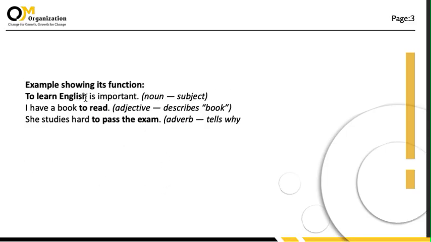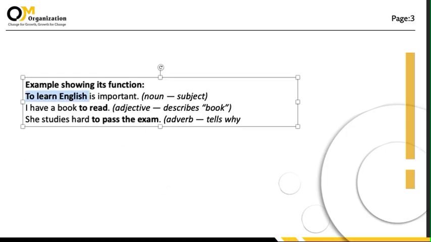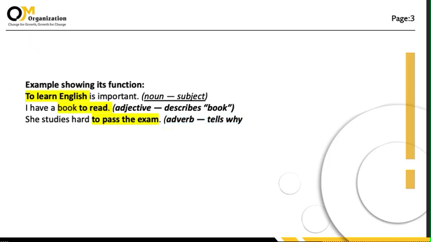Let me give you examples. To learn English here. See, to learn English. It's a phrase. A book to read. It's a phrase. To pass the exam. It's a phrase. We've studied this one actually, but we haven't studied this one, and also this one that we're going to talk about in a few minutes. I hope that everything is completely clear here.